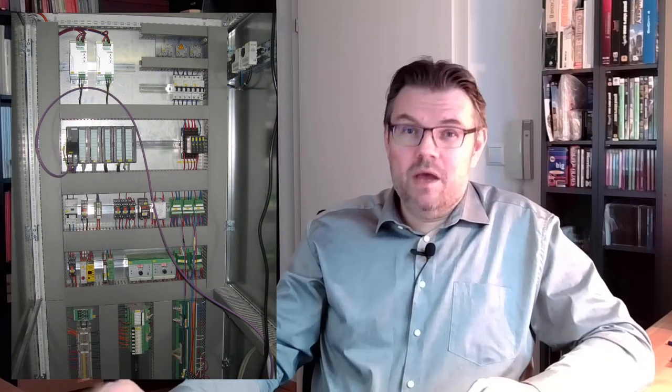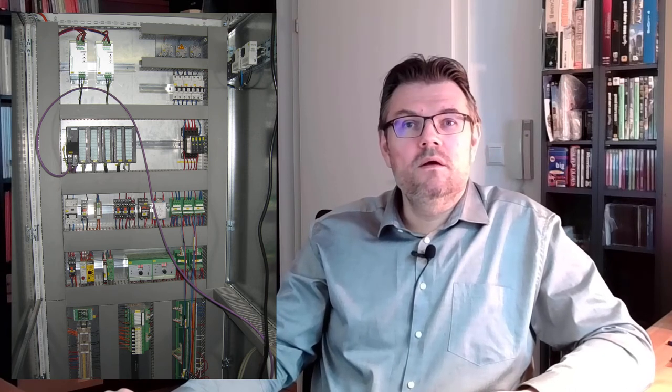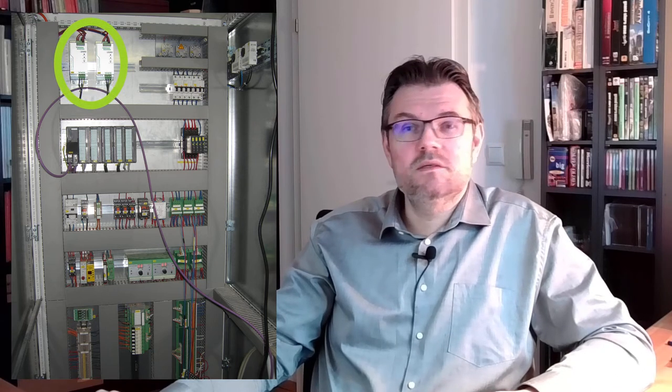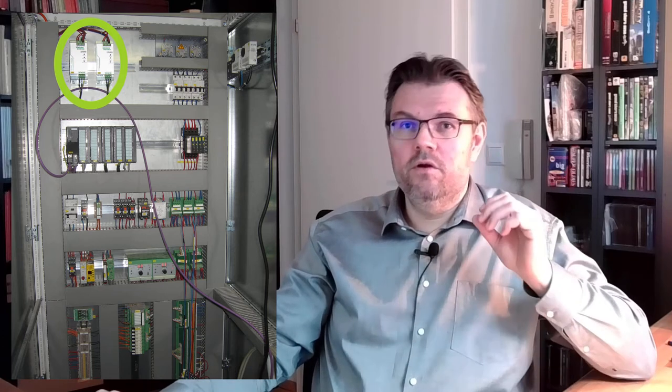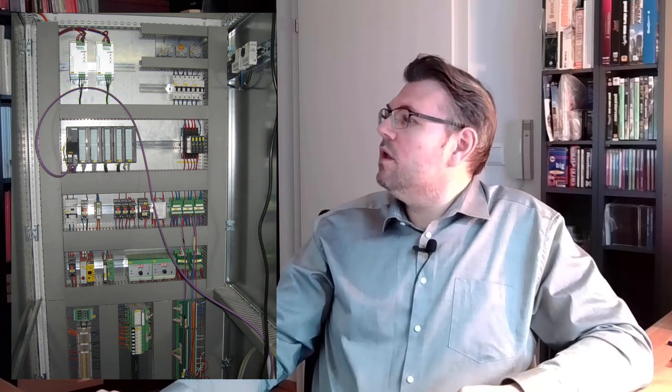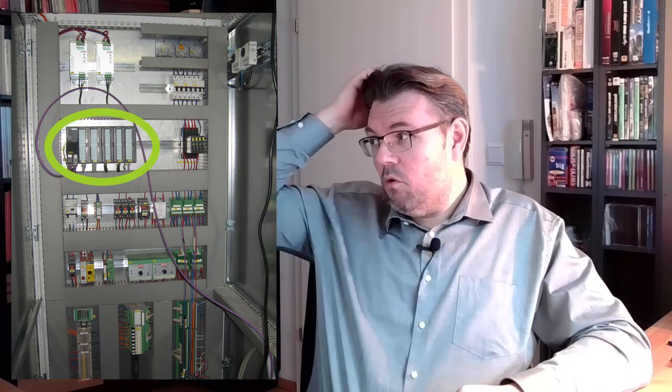Okay? I have here a picture for you of a small control cabinet. This is a governor of a hydraulic turbine, a water turbine. What you see in there, the two top silver parts, are the power supplies. They are changing from 230 volt to 24 volt. And below there you have a modular PLC.